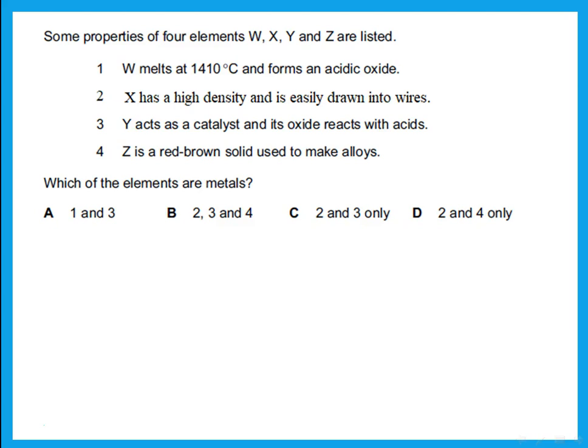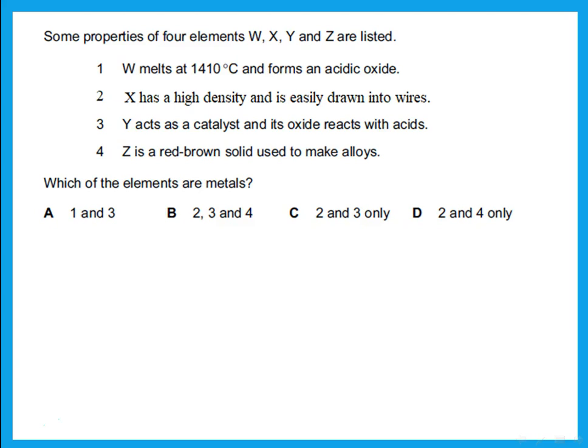Okay, some properties of 4 elements are listed. So let us take a look at this. He's saying which of these elements are metals. So let's choose which ones are metals. He's saying, W melts at a very high temperature and forms an acidic oxide. Do metals form acidic oxide? No, metals form basic oxide. So number 1 is wrong.